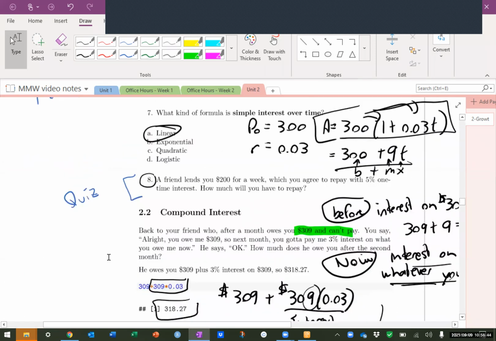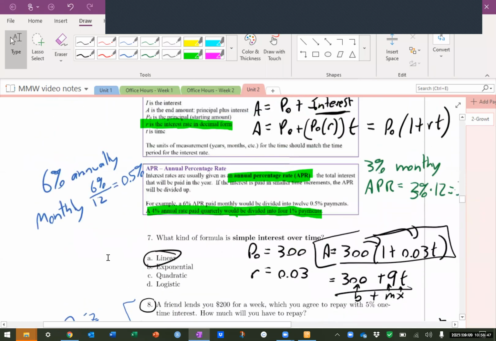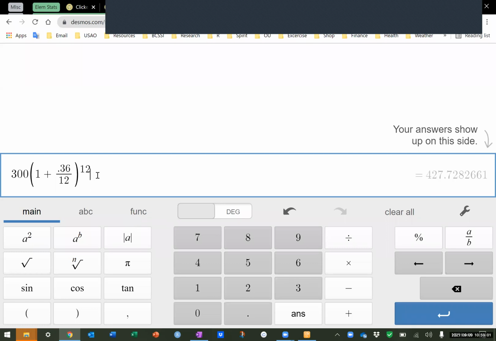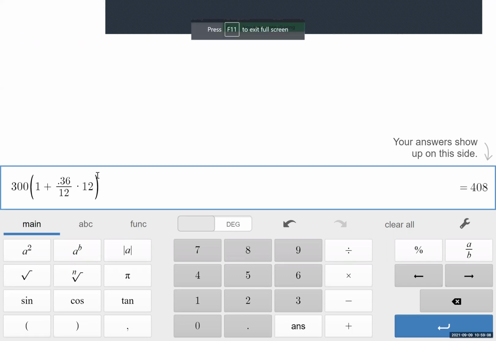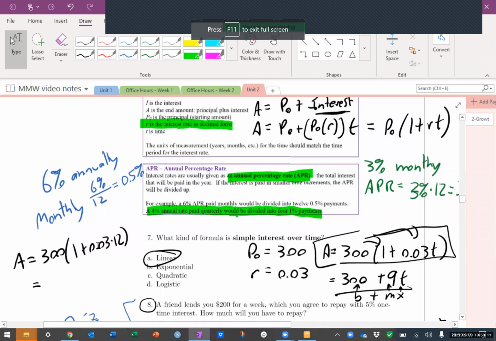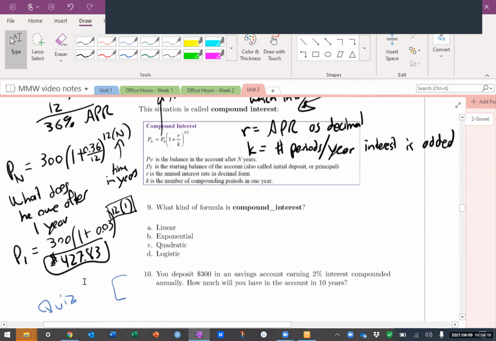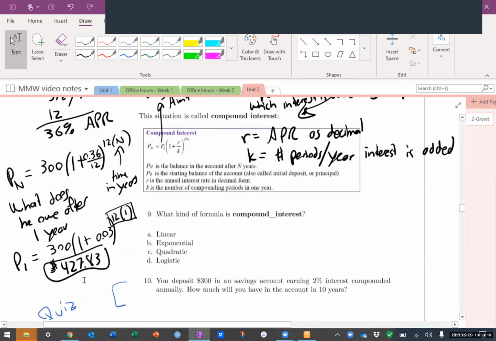Check it out from before. If we did it for 1 year with simple interest, it would be 1 plus 0.03 times 12, which I showed you before. So you made a little more money off your friend, a little bit more.